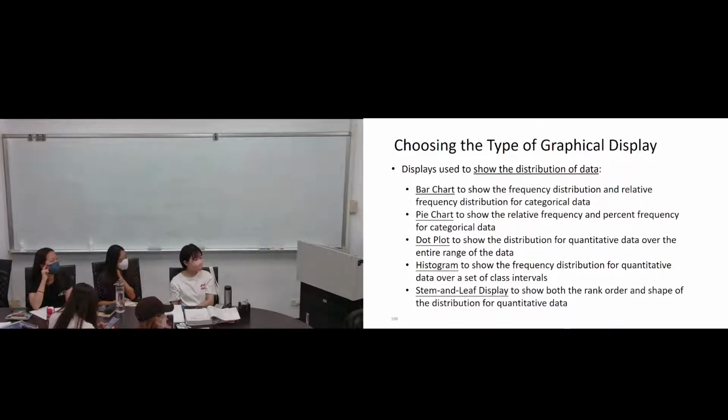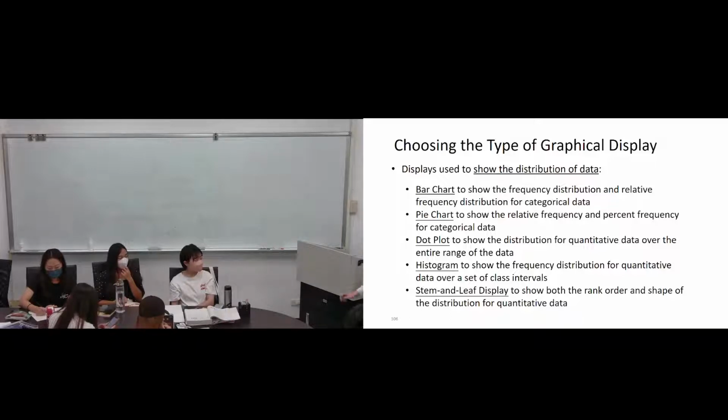For the displays that we use to show the distribution of data, we can use the bar chart. The bar chart is used for presenting the distribution for categorical data. Also we use the pie chart, which is also used to show the relative frequency and percent frequency for categorical data. So two charts for categorical data: bar chart and pie chart. For quantitative data, we use dot plot, histogram, and stem and leaf display.